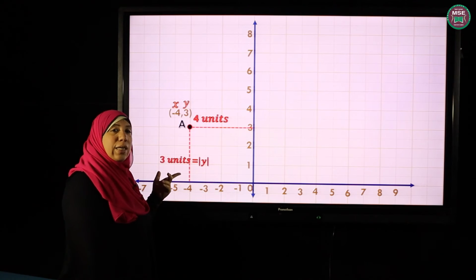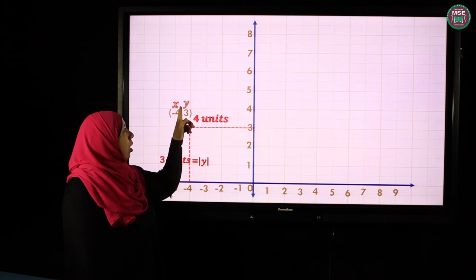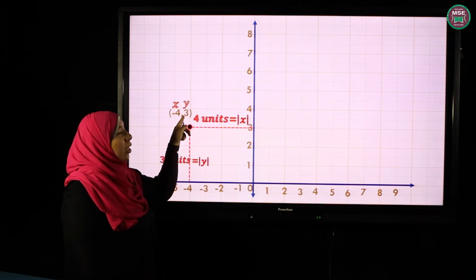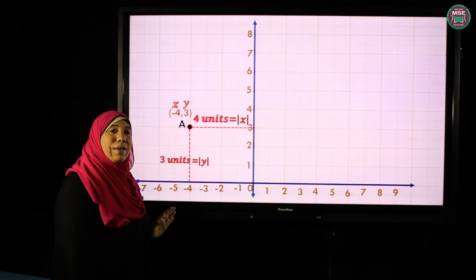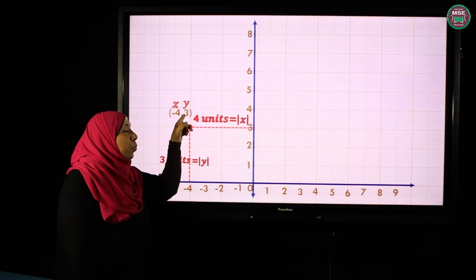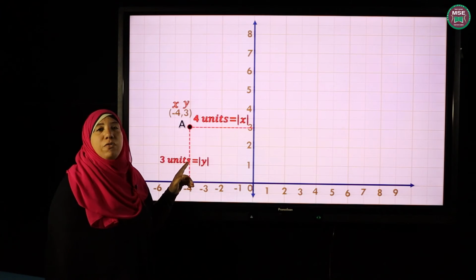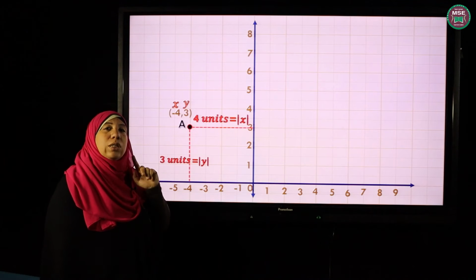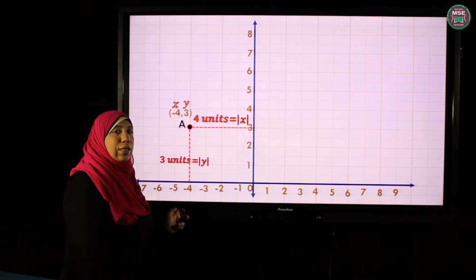So the distance here is 3 units, or the absolute value of y. I will look at the point. Y here is 3. So the distance between the point and the x-axis is 3 units, which is the absolute value of the y of the point. If you want the distance between a point and the x-axis, use the absolute value of y.